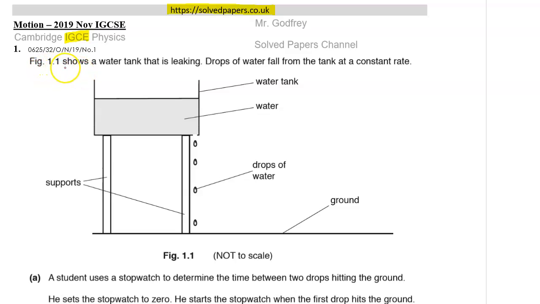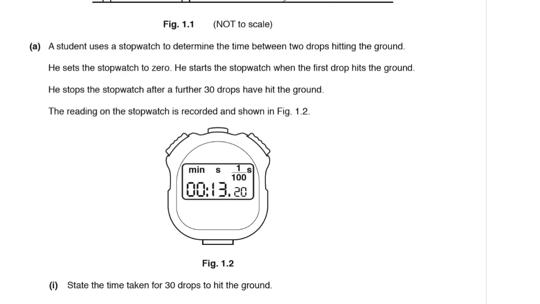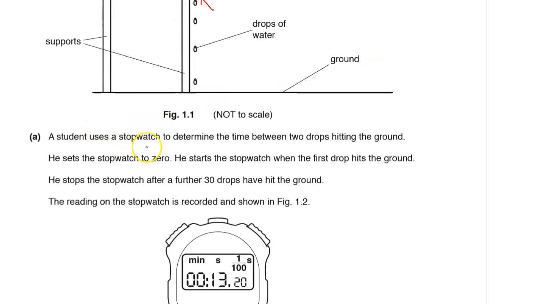you're told that Fig 1.1 shows a water tank that is leaking, right? There is a leak right here. Water is dropping. Drops of water fall from the tank at a constant rate. A student uses a stopwatch to determine the time between two drops hitting the ground. He sets the stopwatch at zero. He starts the stopwatch when the first drop hits the ground. He stops the stopwatch after a further 30 drops have hit the ground. The reading of the stopwatch is recorded as shown.